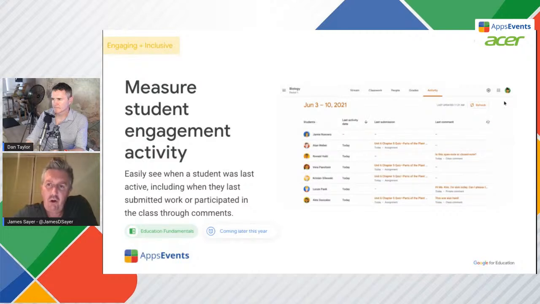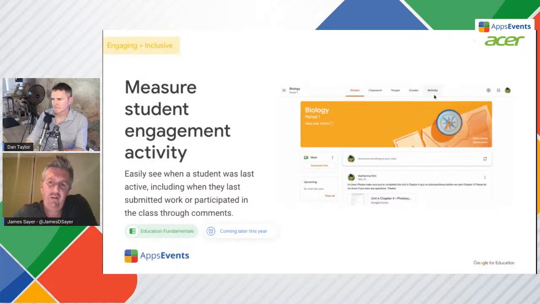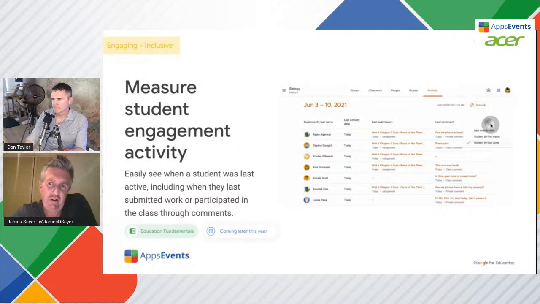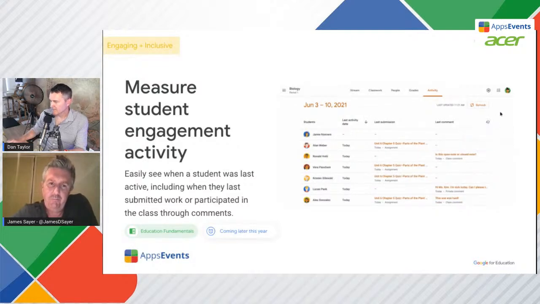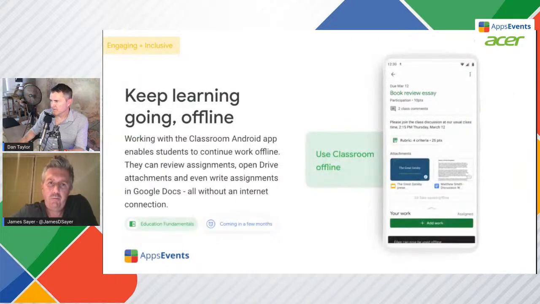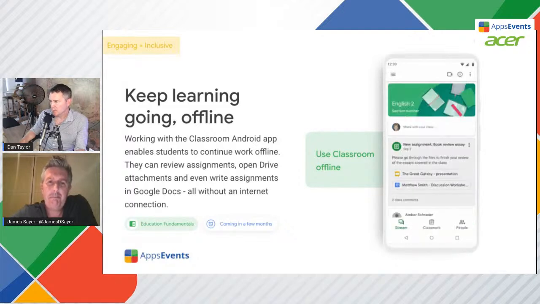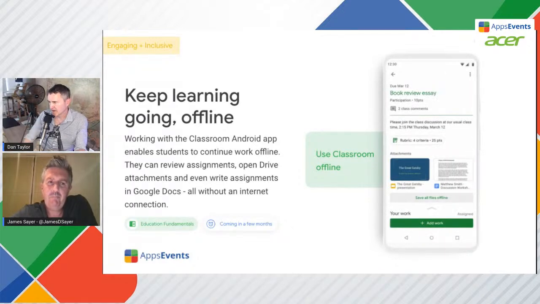The engagement through comments, I think, is going to be a lot more data that teachers can use to understand how students are engaging in their classrooms. Yeah. So offline, now there already was a Classroom app for Android and iOS, but James, what are we getting new here?